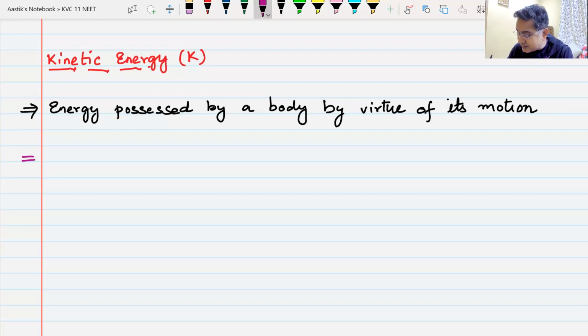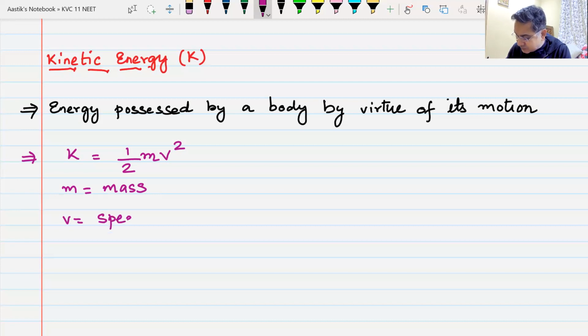And what is the formula of kinetic energy? Kinetic energy K of any body will be equal to half mv square, where m is the mass of the body, and v, I will call it the speed of the body. Books will tell you that v is velocity, but here I am using v as the speed of the body.